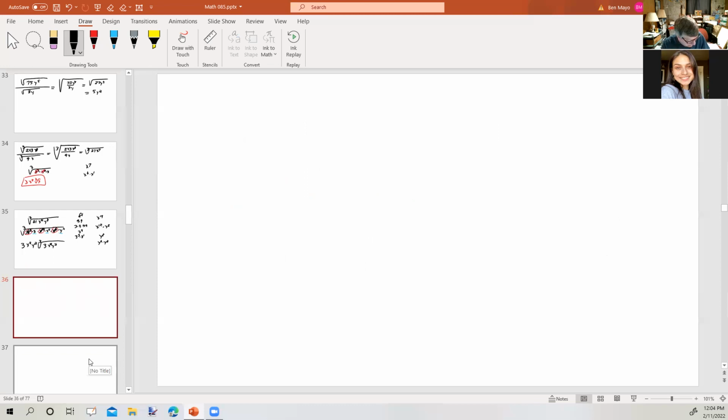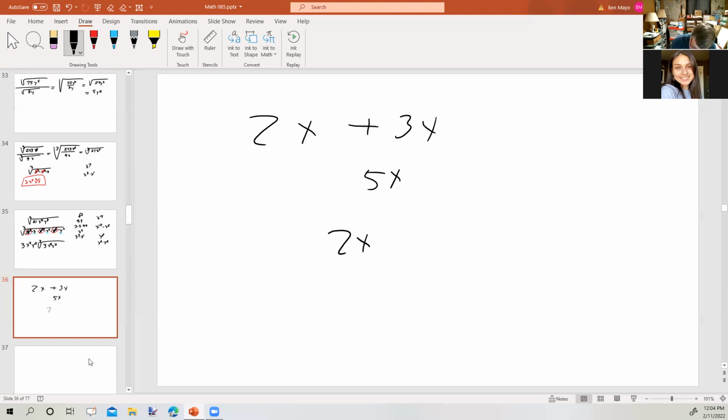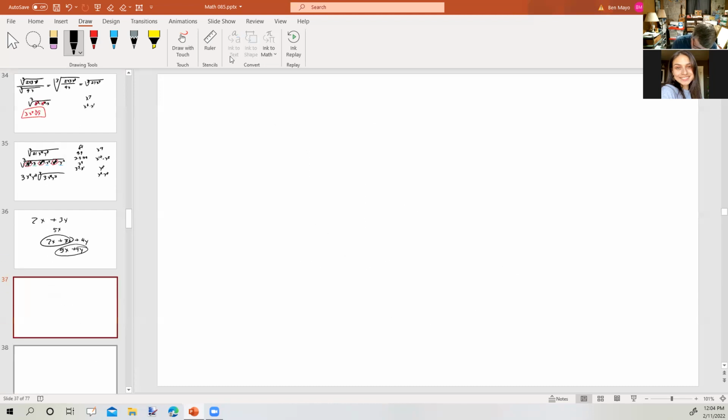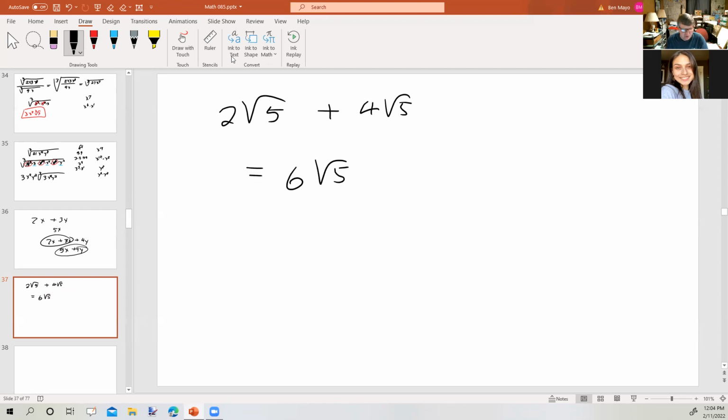Okay. Now, we've talked about simplifying radicals. We're going to look at combining like radicals, kind of like terms. In other words, what's 2x plus 3x? Well, that's 5x, right? 2x plus 3x plus 4y would be 5x plus 4y. These are like terms. These are not. Okay. What if I had 2 square roots of 5 plus 4 square roots of 5? Wouldn't that be 6 square roots of 5?